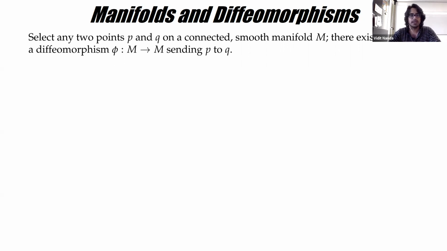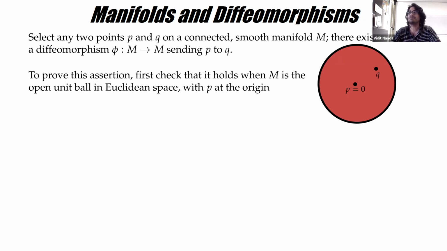I found this result in Topology from a Differentiable Viewpoint by Milnor, and in pure Milnor fashion, the proof is really delightful. So I thought I'd share a few pictures with you. So first thing to do is check that you can send the origin to any point in the unit ball, which you can with a vector field.